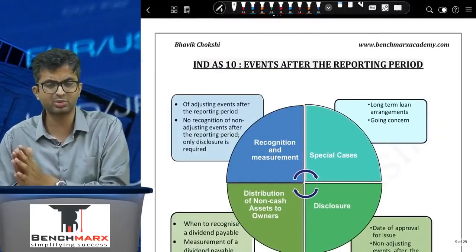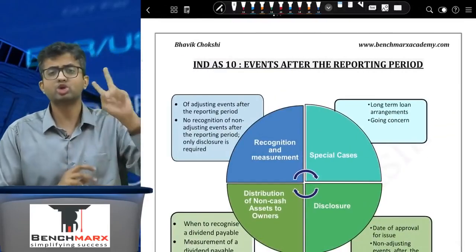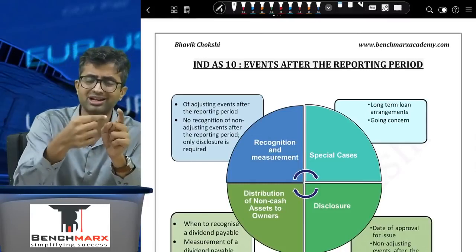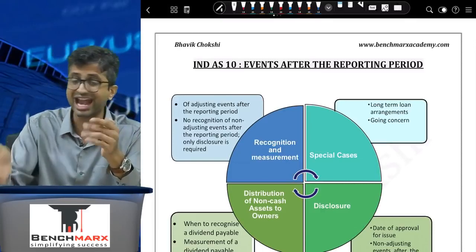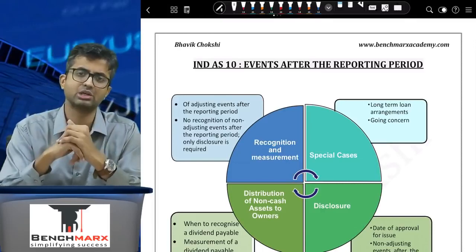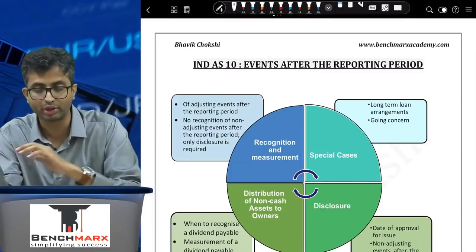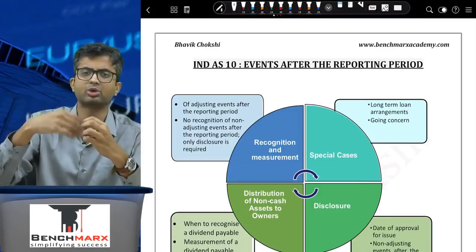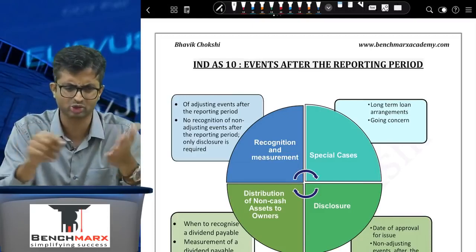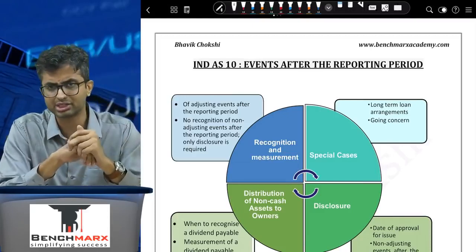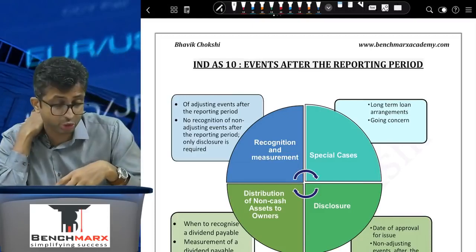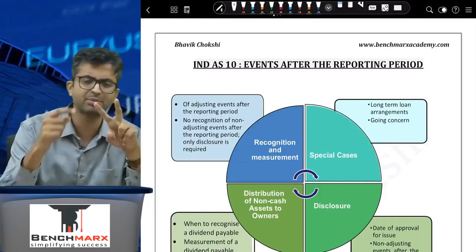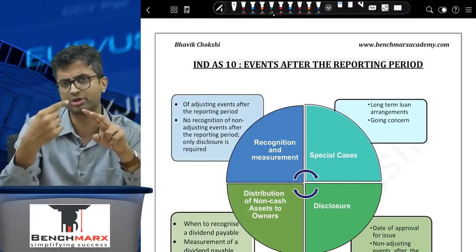Then is Ind AS 10, which is events occurring after the balance sheet date. 2 things you have to remember. First is, what is the post-balance sheet period? It is a period that starts after the balance sheet date immediately and ends when the directors sign or approve the accounts. It does not go on till the time the accounts are approved by the shareholders, tabled to the shareholders, or submitted to the regulator, does not matter. The date when the directors sign, the final signing, is considered to be the date when the post-balance sheet period ends. Now, events that are happening during this period can be segregated into 2 parts: adjusting, non-adjusting.